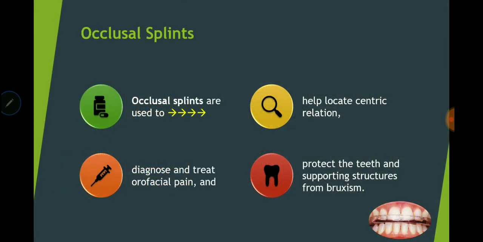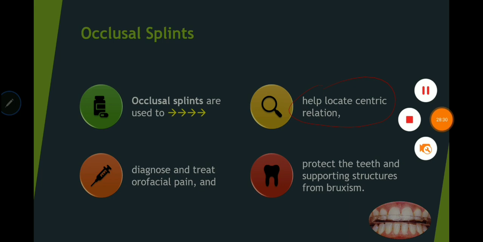Occlusal splints. Occlusal splints are good for preventing or distributing forces, and you can protect the teeth from primary occlusal trauma or secondary occlusal trauma. Occlusal splints are used to help locate the centric relation. They also help to protect teeth and supporting structures from bruxism, and aid in the diagnosis and treatment of orofacial pain.